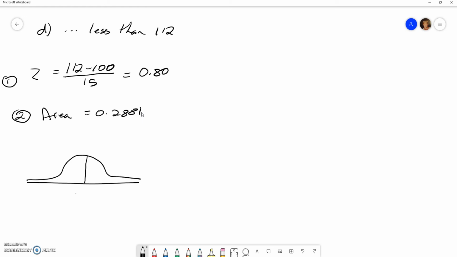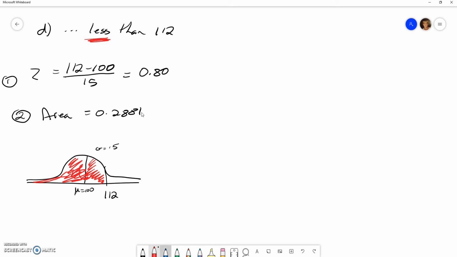So the average 100, standard deviation 15, and greater than 112 is on the right side. There's 112. Less than 112. So the word in the question is less than 112, so we want all of this area, which is less than 112, plus all of this area to the left side of the normal distribution. So we want all of this.